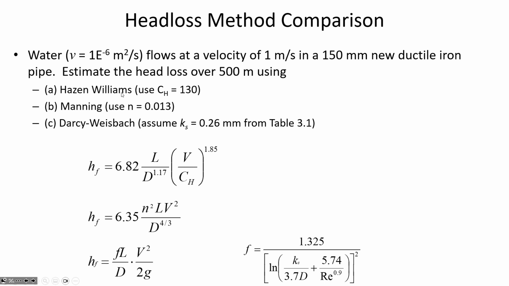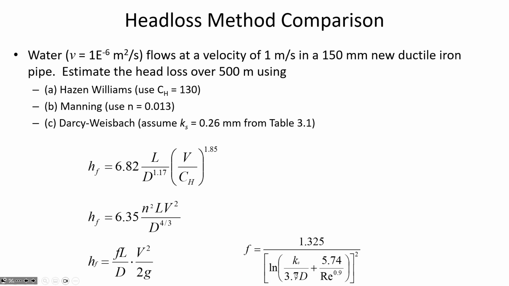So these are the three methods that we're going to use. First of all, Hazen-Williams equation, where for ductile iron that's new, we'd use a C sub H value of 130. The Manning's equation, the n value that applies for ductile iron material is 0.013. And then for the case of Darcy-Weisbach, it won't just be an immediate substitution because first we're going to have to determine the friction factor f.